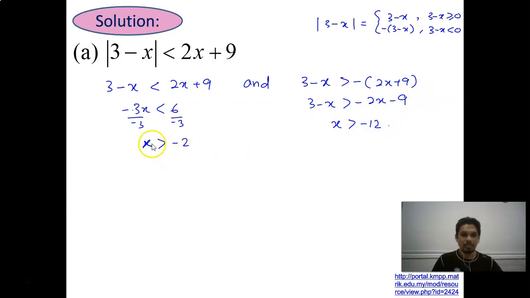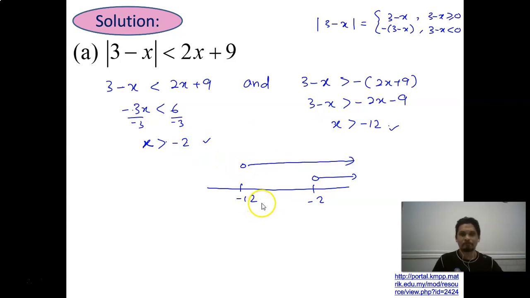Okay. So solution of set number 1 and solution of set number 2. Okay, bring these two to here. Okay, we got negative 12 and negative 2. Our first is x greater than negative 2 here. And for this one, x greater than negative 12. So, with the term of and, we are going to find out where these two lines intersect each other. It's not here, it's not here, but they intersect in this section here. So then, the solution set is from negative 2 to positive infinity.